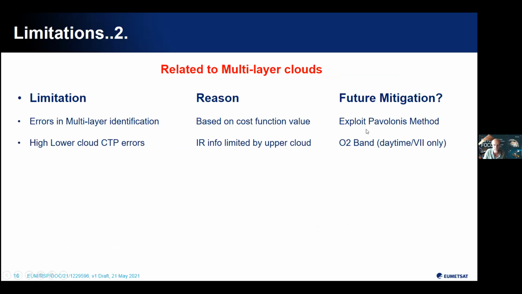But we wish to exploit Mike Pavolonis's method, for example, to identify multi-layers, and we will combine that with our cost function method. We've done some work on that already. And far into the future, it would be very nice to add, like I said, this oxygen band channel from VII to improve the layering, discrimination and retrieval in multi-layer clouds. That should be quite exciting, I think.